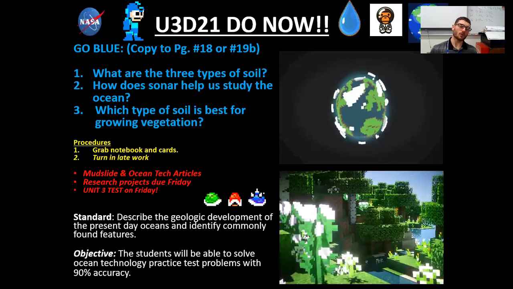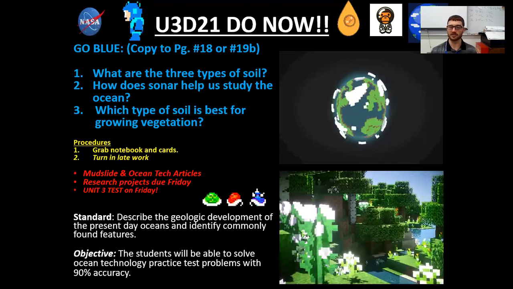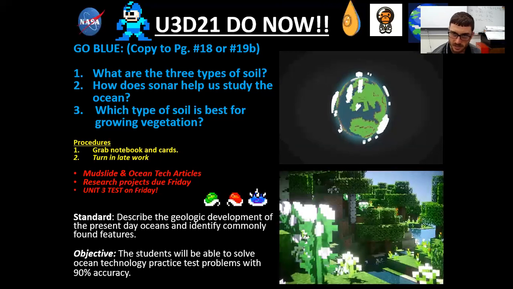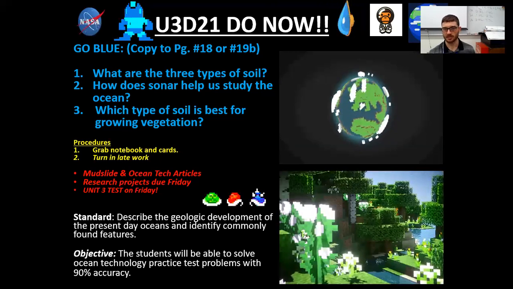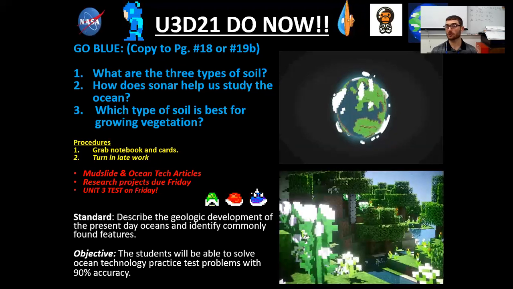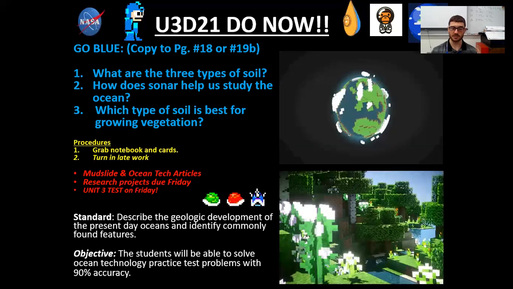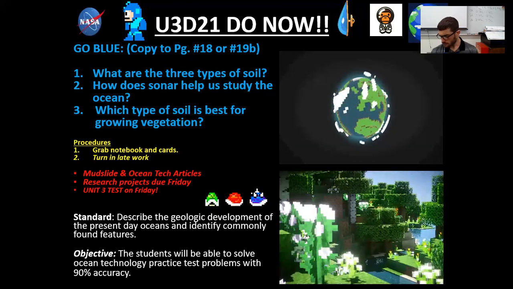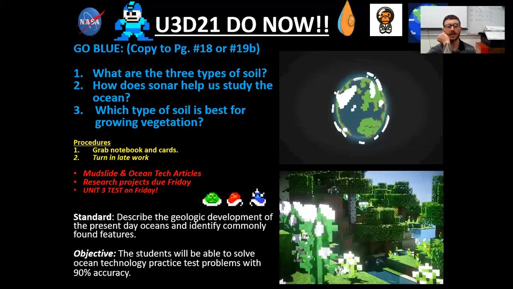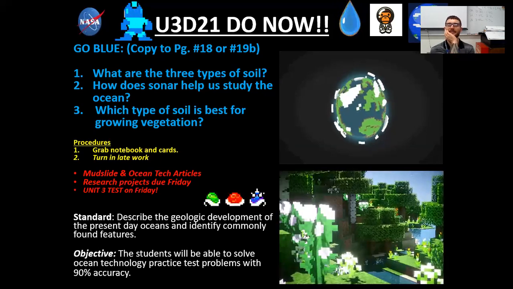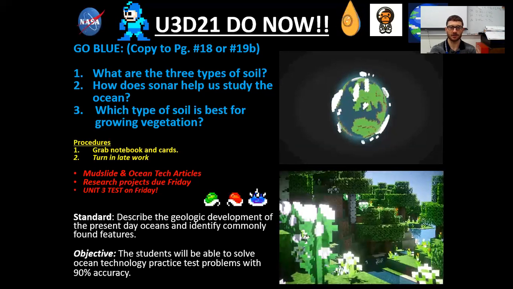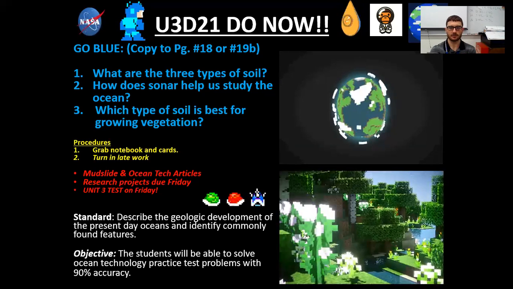Number 1, what are the 3 types of soil? That was yesterday's lesson. 2, how does sonar help us study the ocean? That was some of our ocean technology stuff. And then 3, which type of soil is best for growing vegetation? So go ahead. Feel free to take a picture or pause this later and write those down on page 18 or 19B. If you guys have an answer or want extra credit, feel free to answer in the chat.